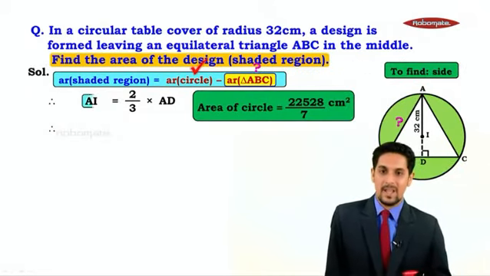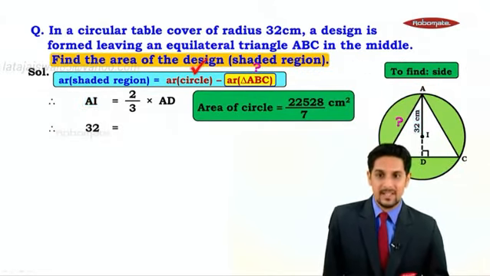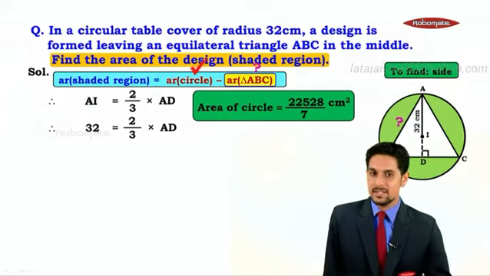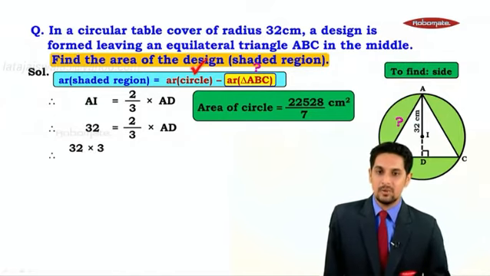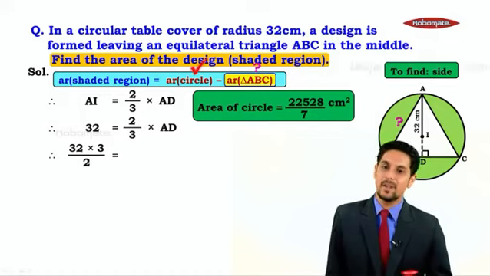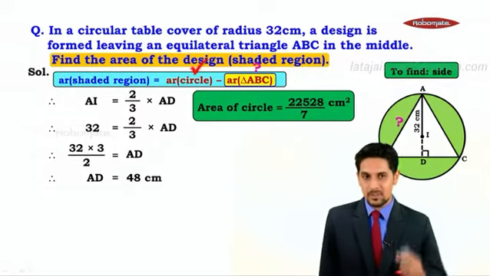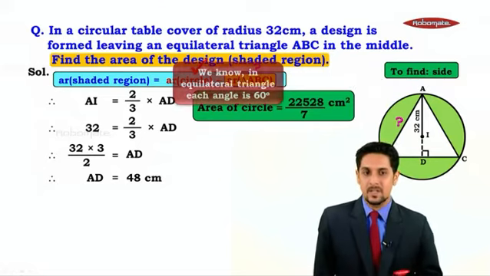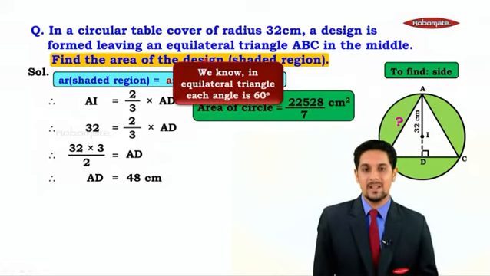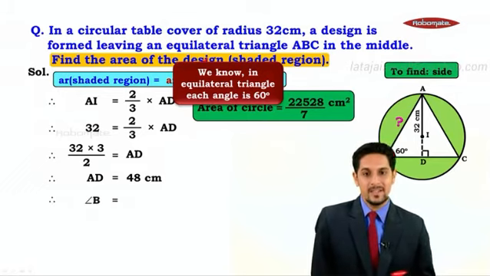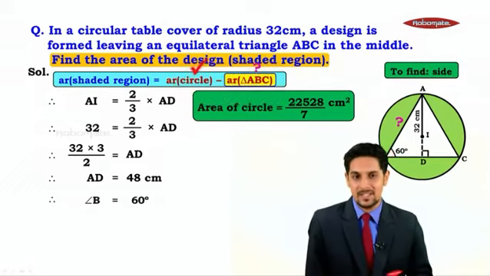Now, the value of AI is 32, which is nothing but the radius, is equal to 2 upon 3 into AD. Shifting the terms on the other side, we have 32 into 3 upon 2 is equal to AD. On further simplification, we get the value of AD is equal to 48 centimeters. Now students, we have found the altitude of this triangle ABC. Now we know that in an equilateral triangle, each angle is 60 degrees. So we have angle B is equal to 60 degrees as mentioned in the figure.